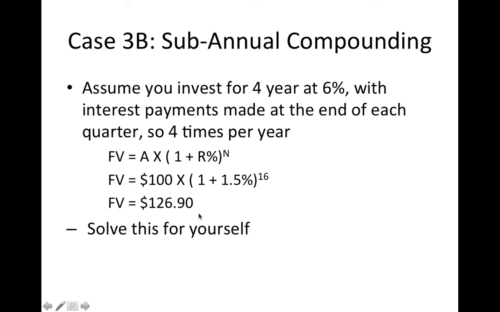I'm going to leave that for you to solve for yourself and check my work. But you can see that the formula looks the same. We've just redefined it and said that R is the periodic rate and N is the number of periods. So this is a generalization of the original formula that only spoke in terms of an annual rate and number of years. If we simplify it down to periods, then you're using the same formula over and over for future value.